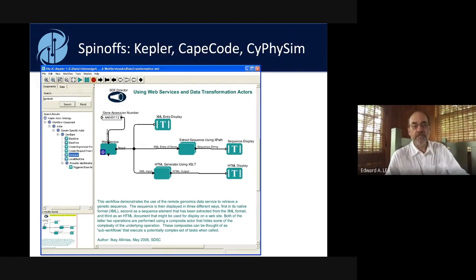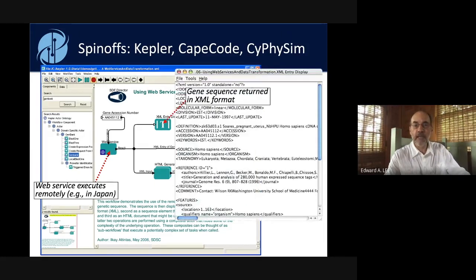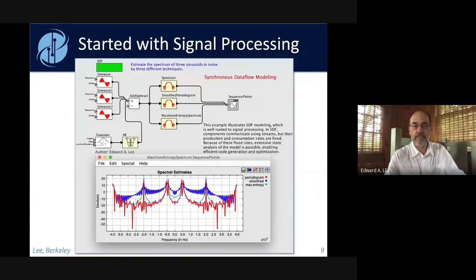And their emphasis has been on a lot of big data, supercomputing applications. This was done at the Supercomputer Center in San Diego, and so forth. So this is one demonstration application that uses web services to extract genetic information from databases and then represent it in various ways.